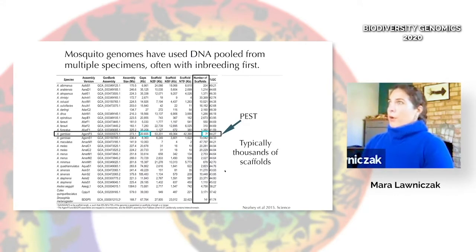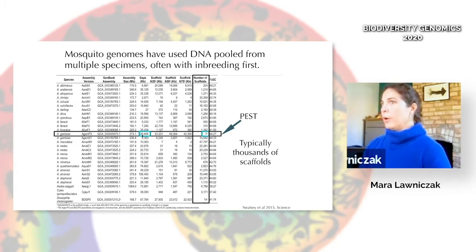So we are in a really fortunate position in Anopheles to have lots of reference genomes. These are the species that we have genomes for so far. And PEST is here, and you can see the number of scaffolds is unfortunately still in the thousands for most of the species. And here's PEST with just 7 scaffolds. But of course, that's a little bit misleading because there are more than 20,000 gaps in the genome.